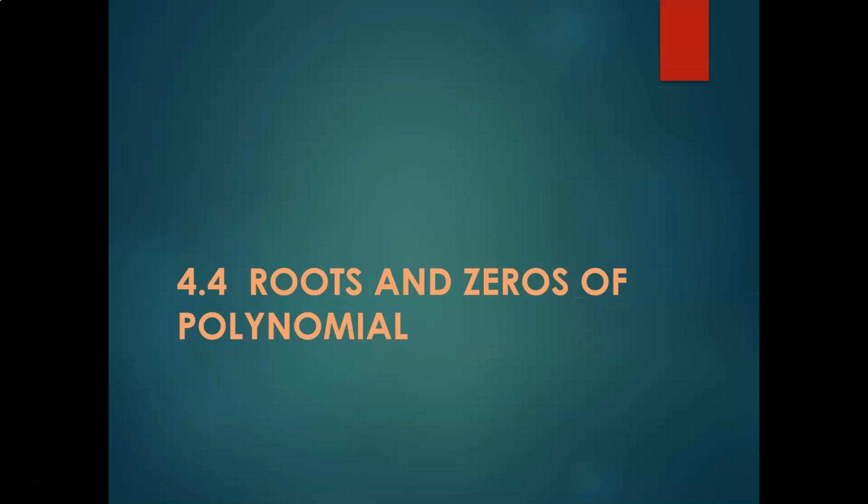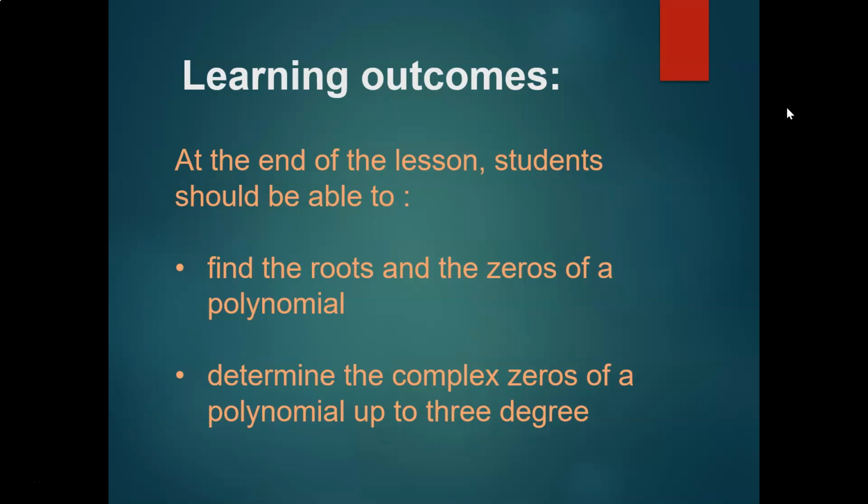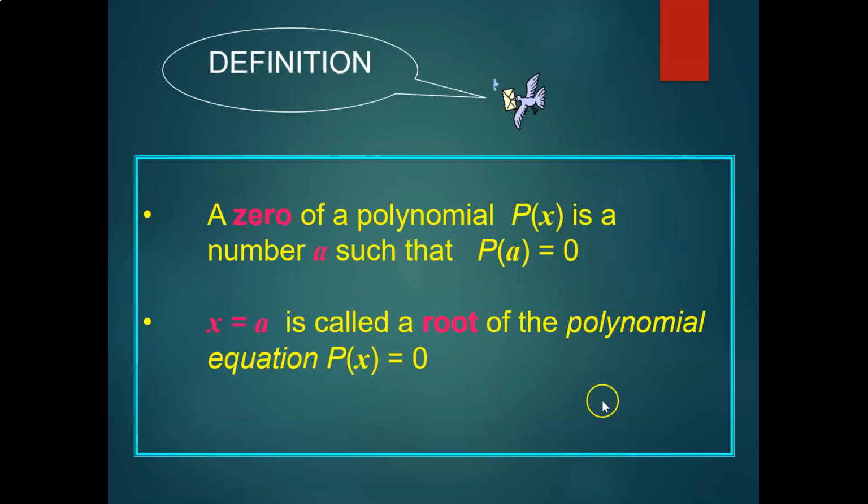Okay, here comes the last subtopic, which is 4.4, roots and zeros of polynomial. In this subtopic, you should be able to find the roots and the zeros of a polynomial, and also you should be able to determine the complex zeros of a polynomial up to 3 degree. So let's see some new definitions.